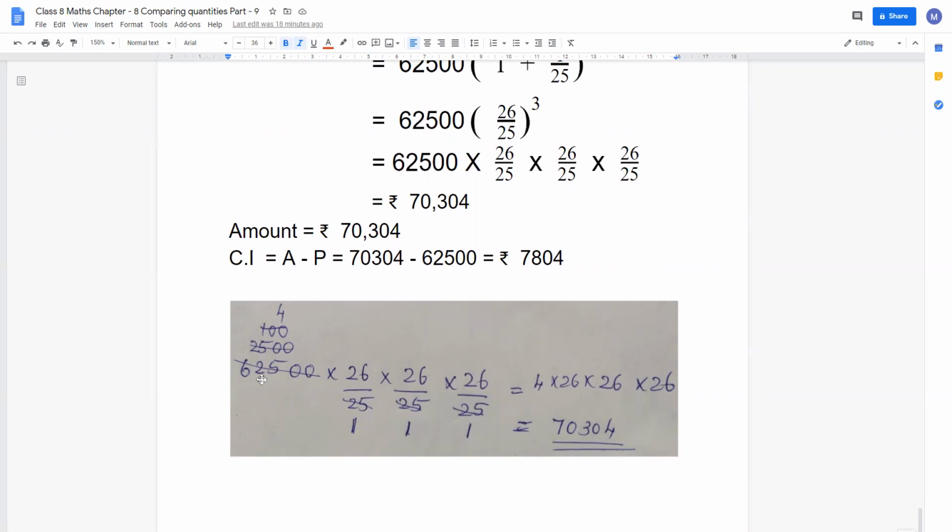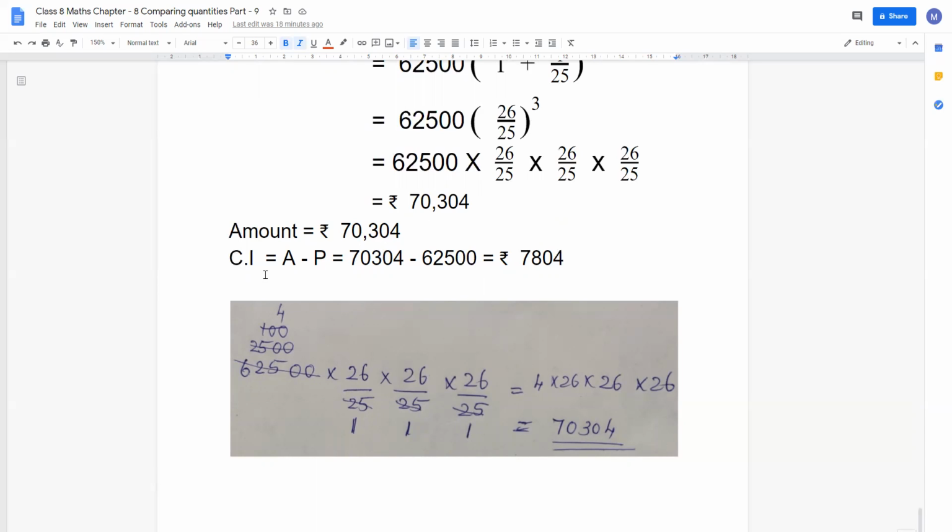See 62,500 multiplied by 26 upon 25 into 26 upon 25 into 26 upon 25. First 62,500 is exactly divisible by 25, so 2500 you will get. Again it is divisible by 25, then you will get 100. Again 100 is divisible by 25, you will get 4. Now these four numbers we have to multiply. 4 into 26 into 26 into 26, multiplying you will get 70,304. That answer is written here, 70,304. So amount equal to rupees 70,304.